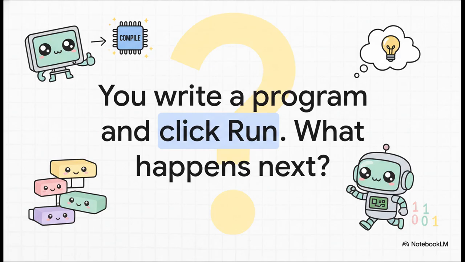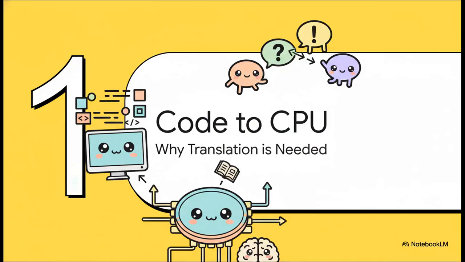Imagine you've just finished writing your program. You click Run, but what's actually going on behind the scenes? What happens next to make your code come to life? Just have a quick ponder on that. Right, so how does the code you've written actually get understood by the computer's brain, the CPU? Well, it's not a direct path. There's a really important step in the middle, and that step is all about translation.